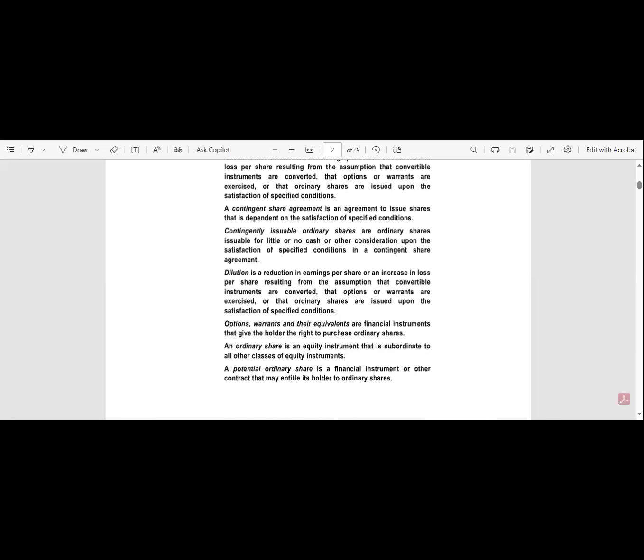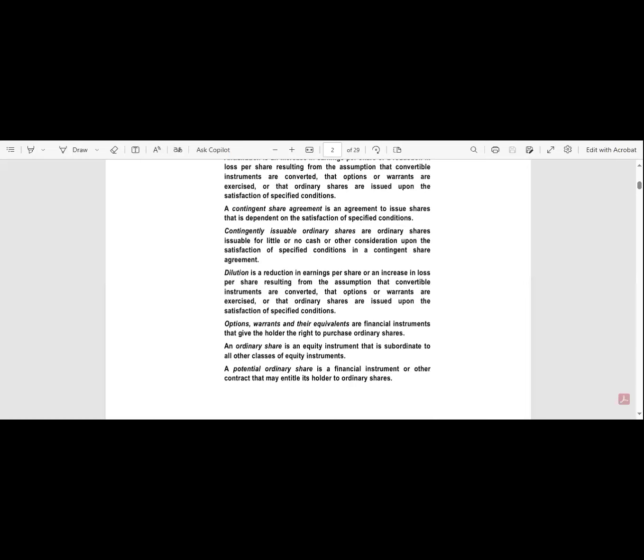If you see the definition of dilution given here, first we read the dilution definition, then anti-dilution. So dilution is the reduction in earning per share or increase in losses per share. That means when the number of shares increases because of the conversion of the financial securities. So dilution is the reduction in the earning per share, or we can say the increase in losses per share resulting from the assumption that convertible instruments are converted.